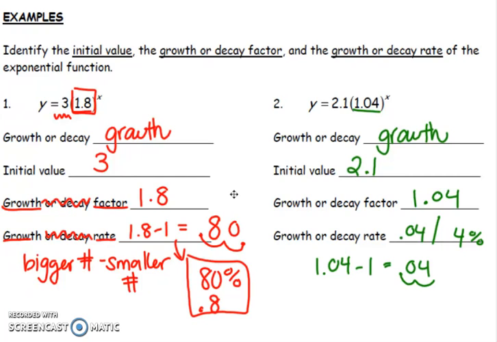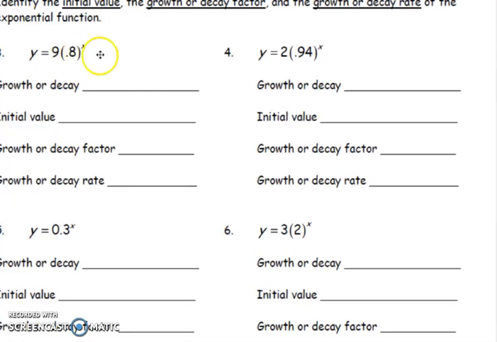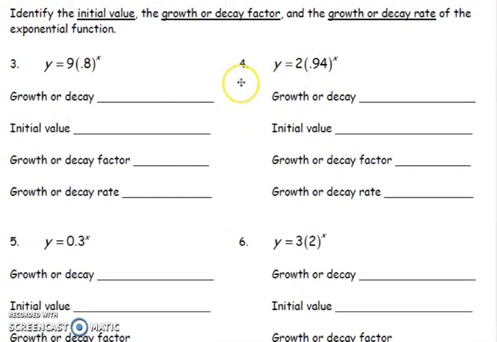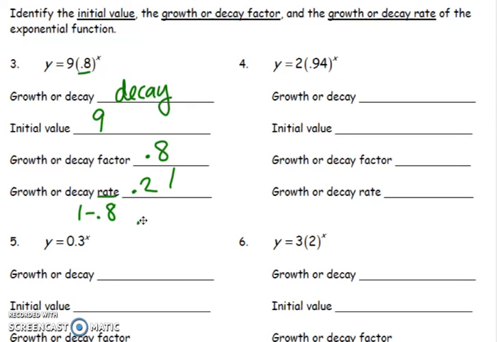So let's do one more problem together. Let's look at a decay problem, and then I'll let you try these on your own. So for this problem, 0.8 is smaller than 1, so it would be a decay. Your initial value is a 9. The decay factor is 0.8, and in this case, 0.8 is smaller, so to find the rate, you would do 1 minus 0.8 and get 0.2. Again, we can turn 0.2 into a percent, and that's the same as 20%.